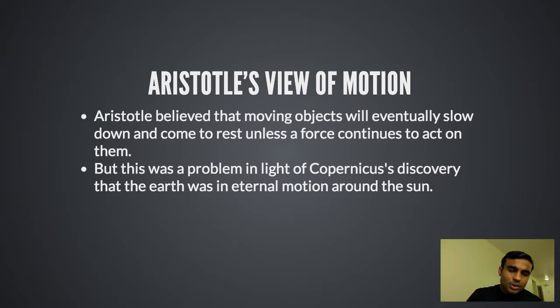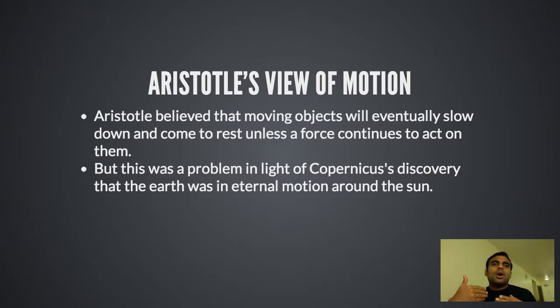One of the things that he did was that during those days, the view of motion was what Aristotle had thought. Aristotle believed that a moving object will not continue to move forever and that it will eventually slow down and come to rest unless a force acted on it. That for an object to continue in motion, it was necessary to apply a force at all times. But Galileo realized that this was a problem in light of Copernicus's discovery that the Earth went around the Sun, because apparently there was nothing to apply the force on the Earth.